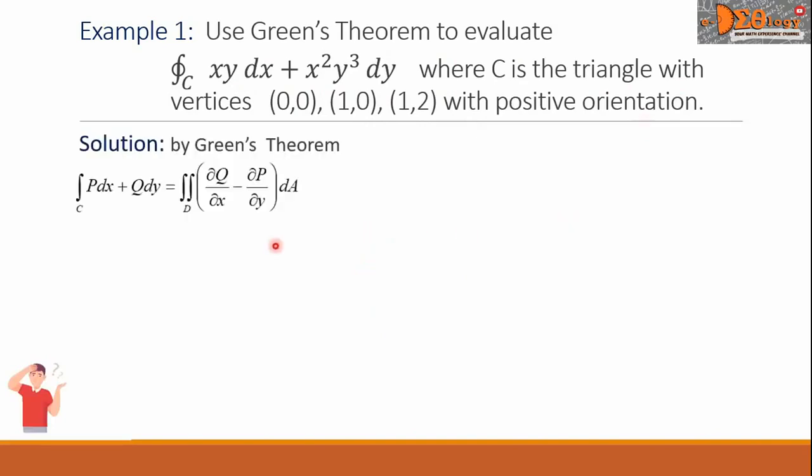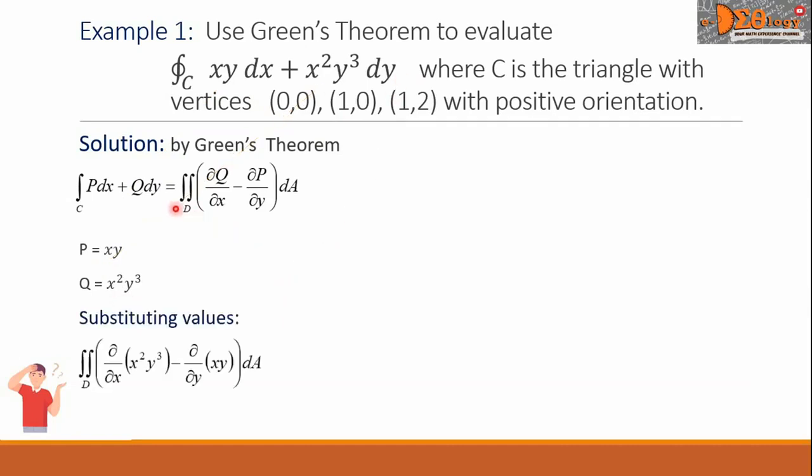First, let us write the formula of Green's theorem. Now, let us collect the values of P and Q. Let's begin with P: we write xy. This is the function with the dx. Then, Q is x squared y cubed. This is the function with dy. Let us now substitute these values in our double integral formula.